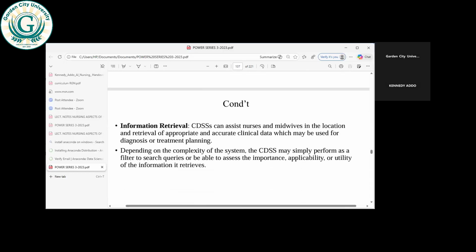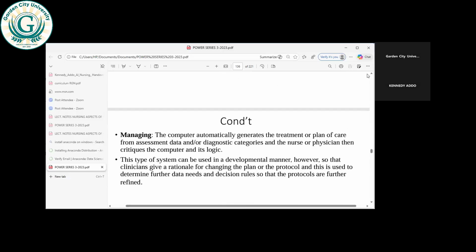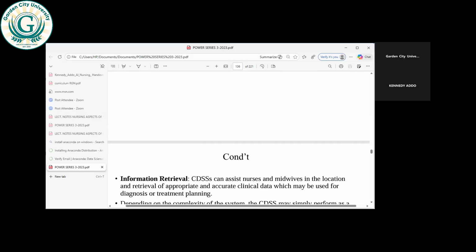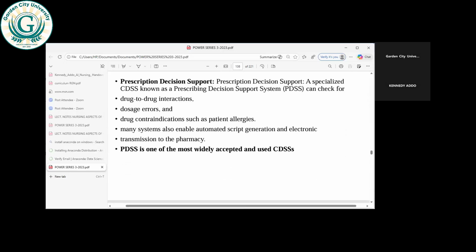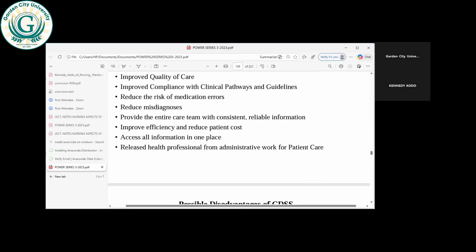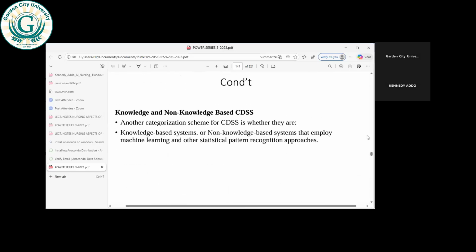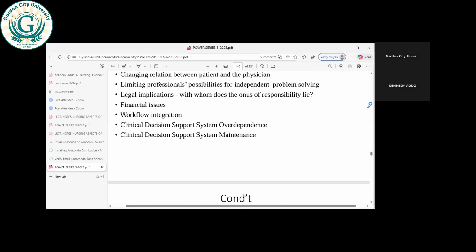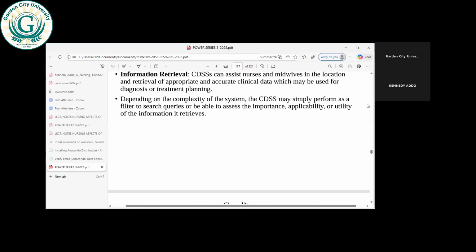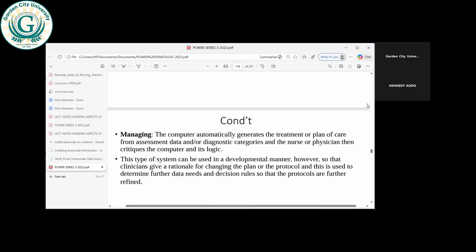I think I will have to pause here. Let's take note of where we have reached, then we carry on from here in our subsequent meeting. You have managing, information retrieval, prescription decision support. Then we look at the need for CDSS and possible disadvantages. Then we look at knowledge-based and non-knowledge-based CDSS. Please read around this one ahead of our next meeting. On this note, I'll pause here, then take one or two views before we end our proceedings.